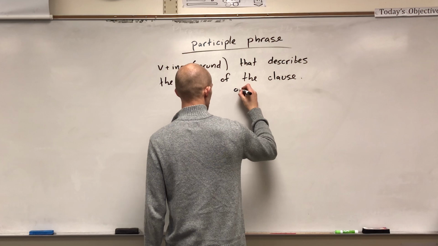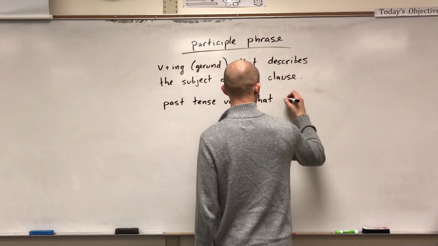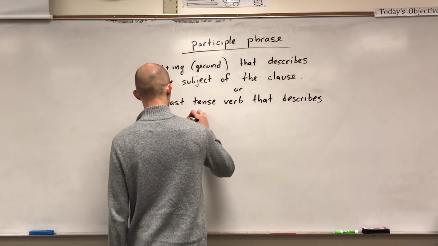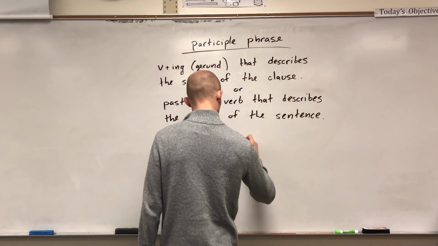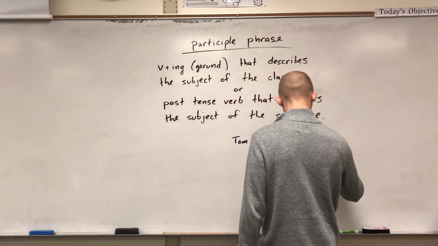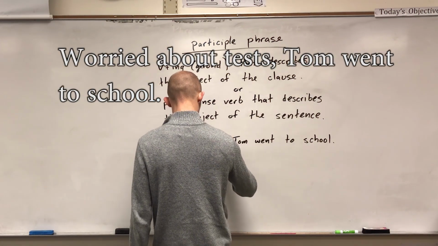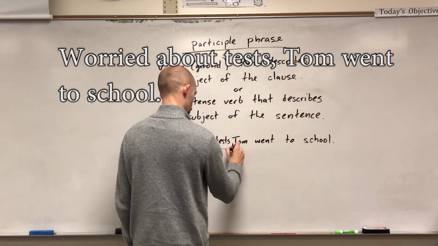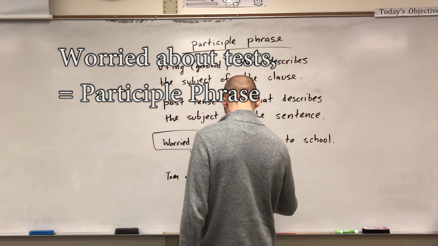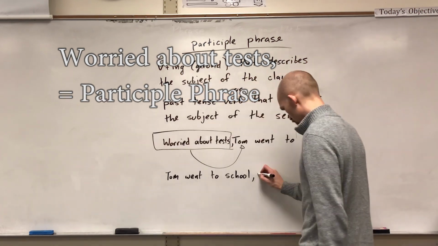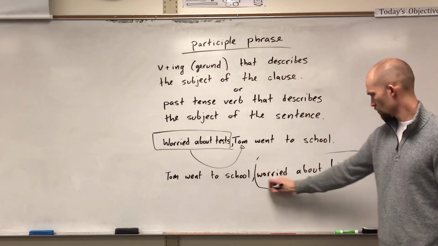One more thing. As I said, participle phrases are often made of gerunds, but not always. A participle can also be made from a past tense verb behaving like the gerund to describe the subject. So, considering our core clause from earlier, Tom went to school, we can write something like this to describe what kind of Tom we have. Worried about tests, Tom went to school. And just as before, this past tense verb participle can follow the clause as well, with a comma separating it from the clause. Tom went to school, worried about his test.